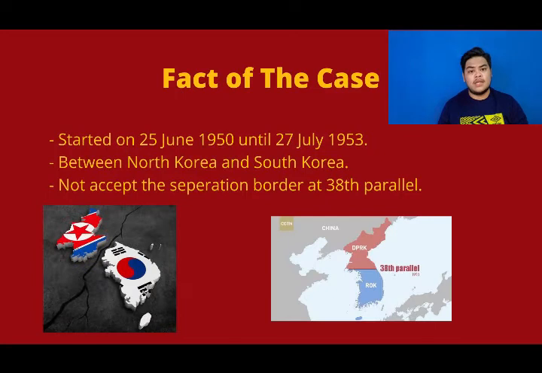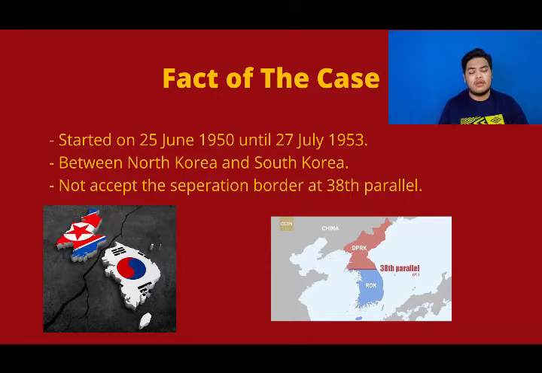The Korean War started on 25 June 1950 and lasted until 27 July 1953. Before the war, North Korea was occupied by the Soviet Union, while South Korea was occupied by the United States. The country had been divided in half at the 38th parallel. After the Soviet and United States troop withdrawal, both countries did not accept the separation border permanently.